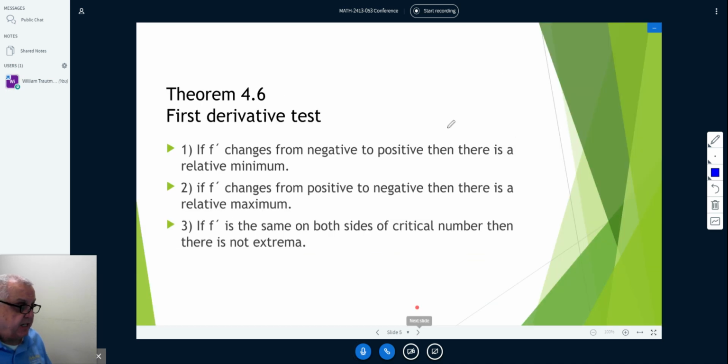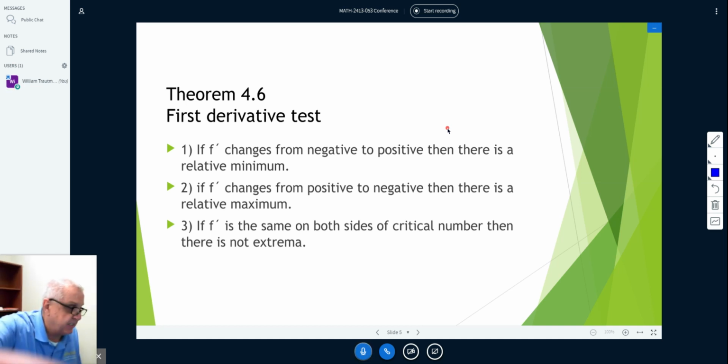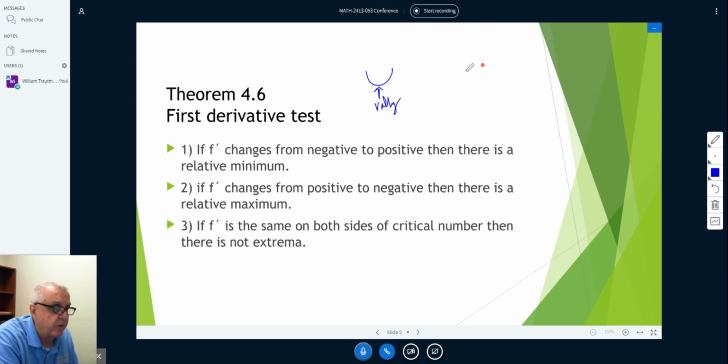Let's try the next problem. So here's the actual first derivative test, the true meaning of the first derivative test. The first derivative test tells us if there is a relative minimum or a relative maximum. In other words, it tells us if there is a valley, a low point, or a peak, a high point, right? A relative minimum or a relative maximum.